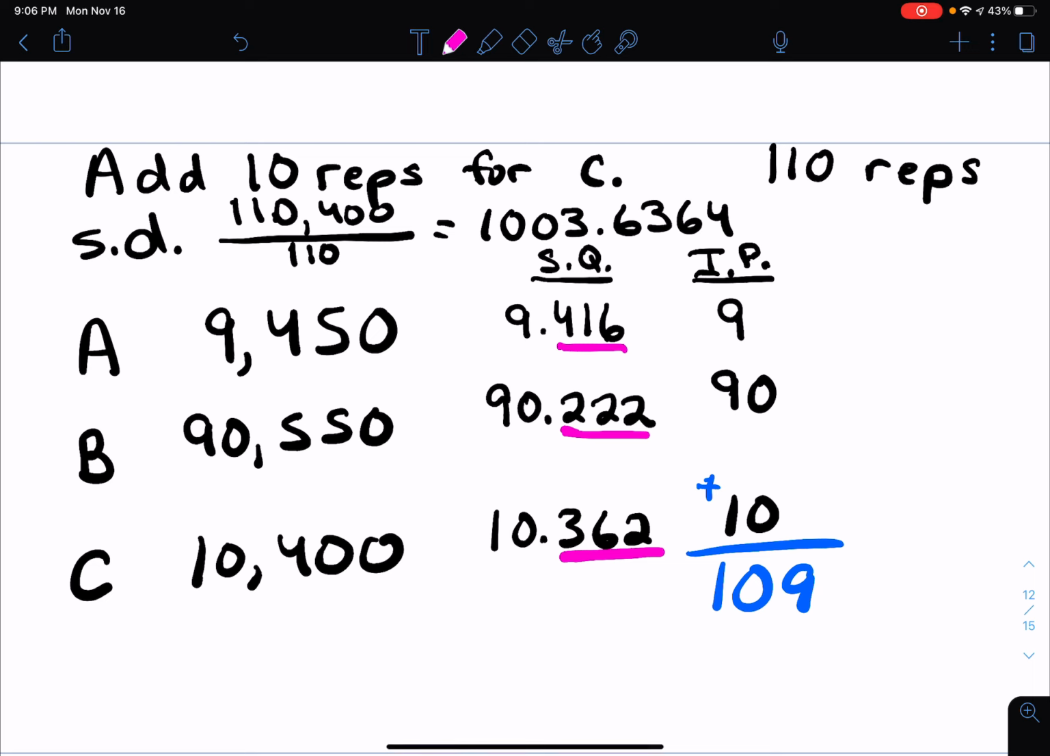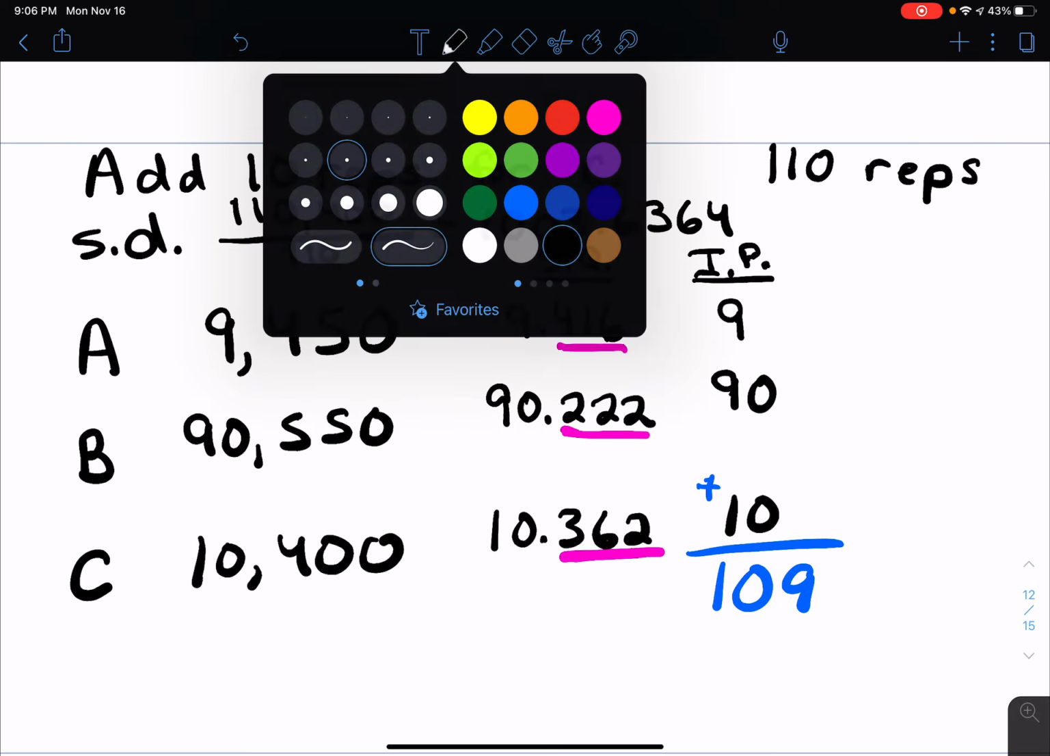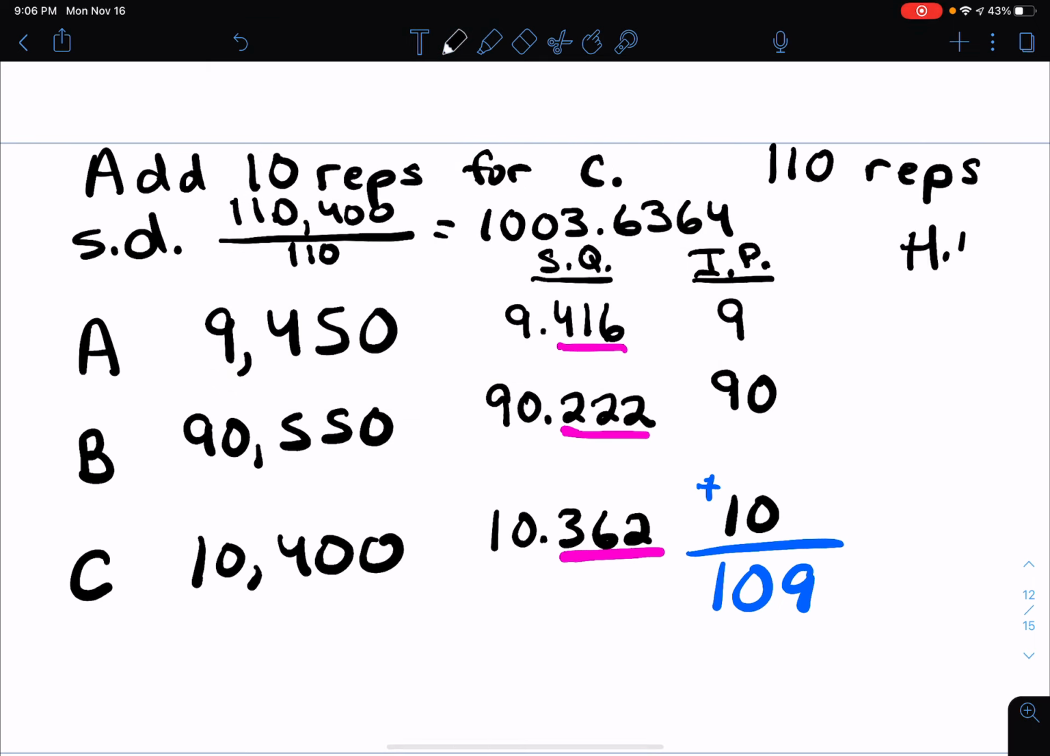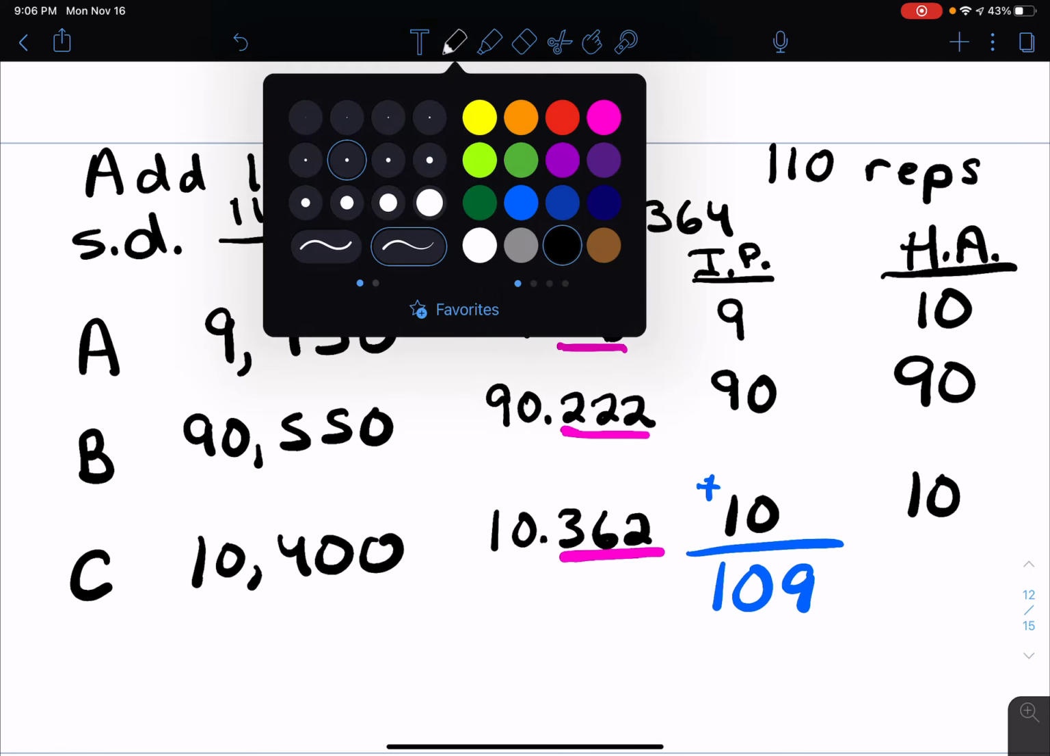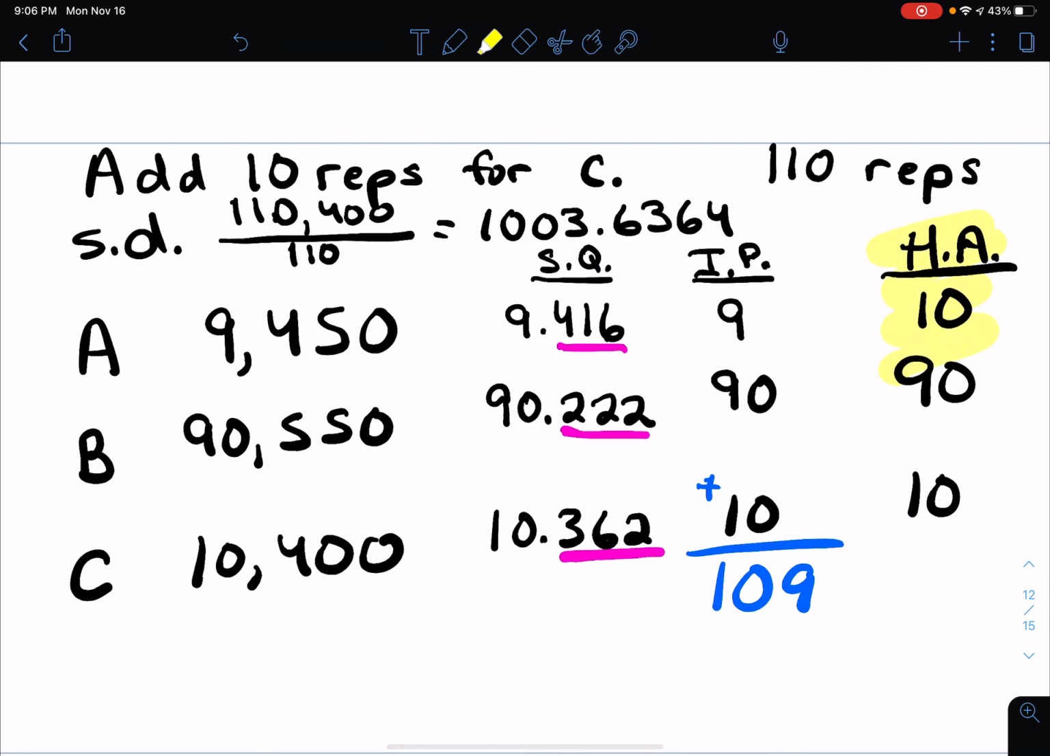0.416, 0.222, and 0.362. State A has the highest of those, so state A gets my extra in the Hamilton apportionment. State A goes up to 10, B stays at 90, C stays at 10. Oops. So there is my Hamilton apportionment for those 3 states.